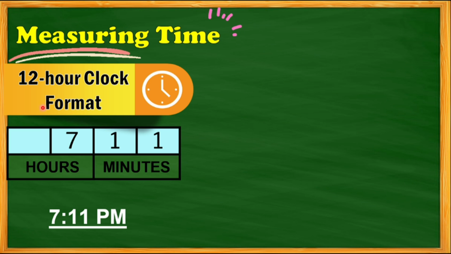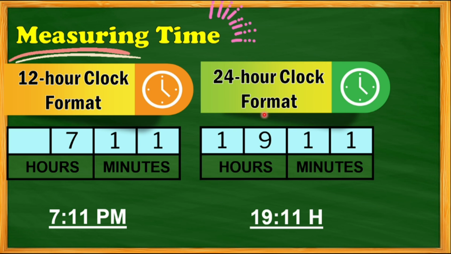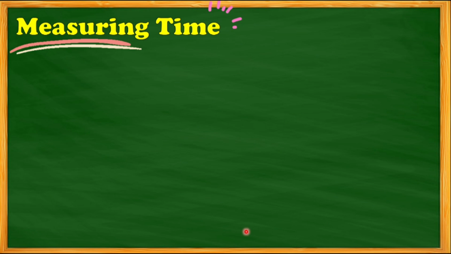So we have the 12-hour clock format. This would be 7 hours and 11 minutes. We can read this one as 7:11 p.m. Then for the 24-hour clock format, we have 19 hours and 11 minutes. So we can read this one as 19:11 hours.